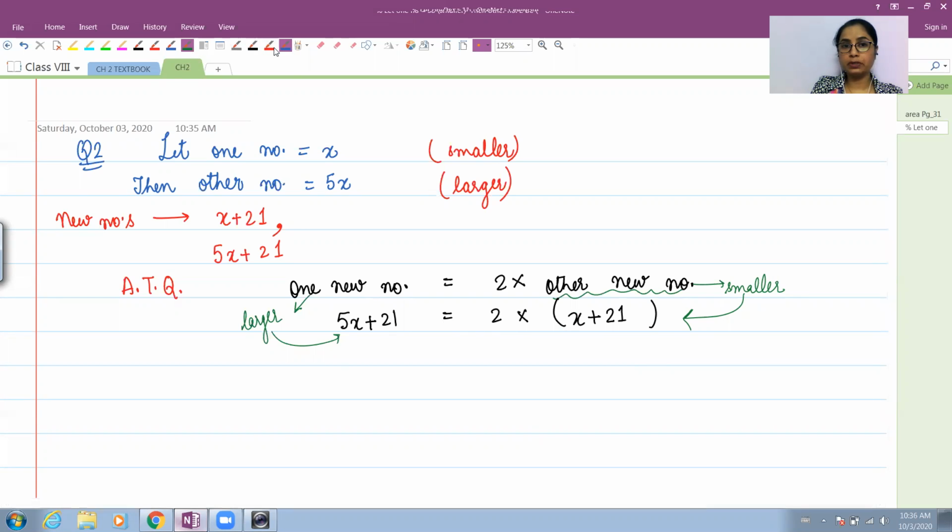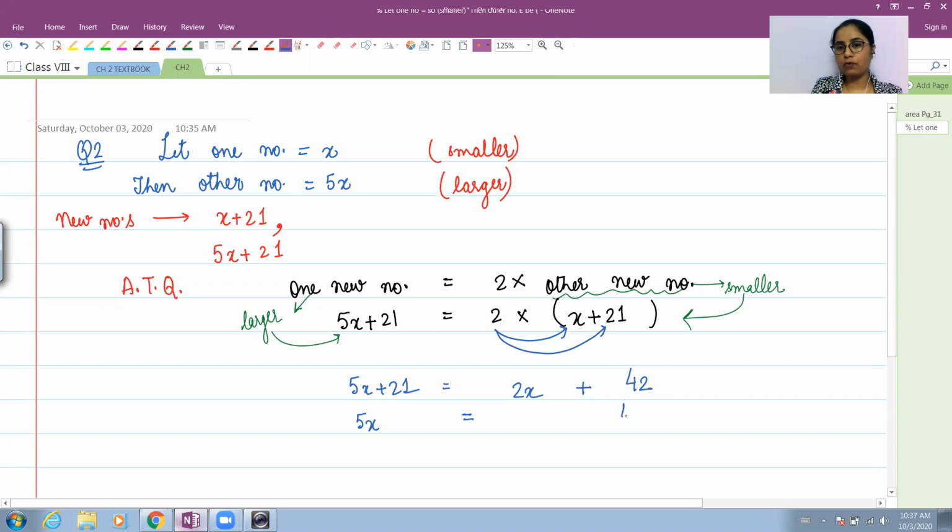First of all, you want to open the brackets on the right hand side before we transpose any value from one side to the other side. So let's apply the distributive property. 2 multiplied by x will be 2x plus 2 multiplied by 21 will be 42. Now transpose your values. Bring the terms with x on one side and the constants to the other side. Webber, could you tell me what will be the expression at this step? What will it become on transposing? 2x has to be brought here and plus 21 has to be sent there.